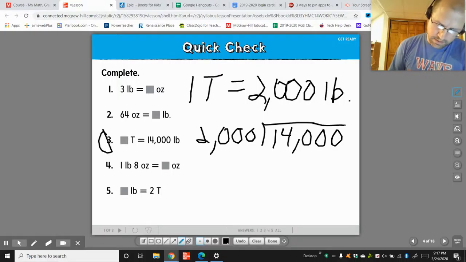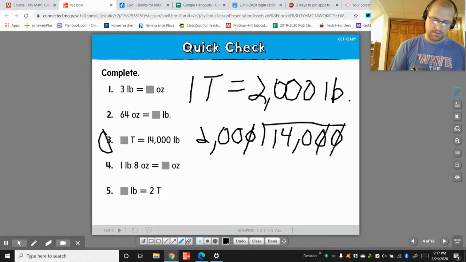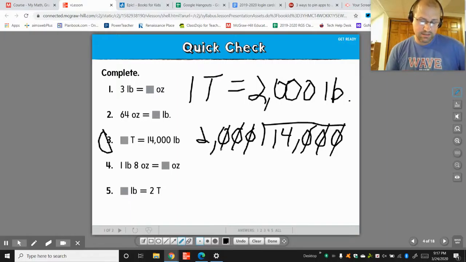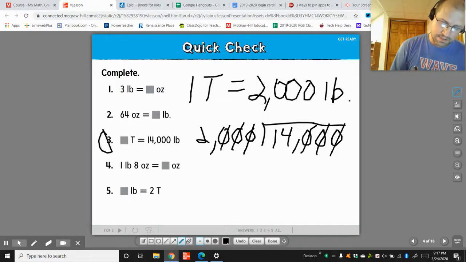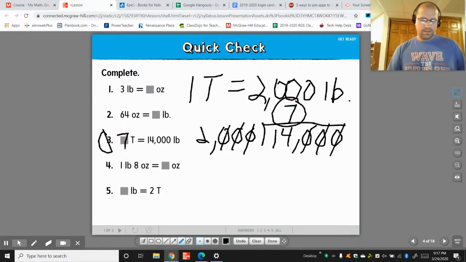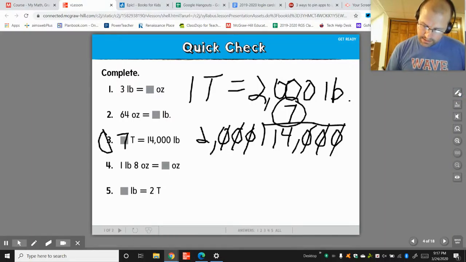So this is where we get to do our magic. We can take zeros away, but we have to take the same amount. Do not forget that. So I can take 3 from each side. So now I have 14 divided by 2. And we all know 2 times 7 makes 14. So then that means 7 tons equal 14,000 pounds.